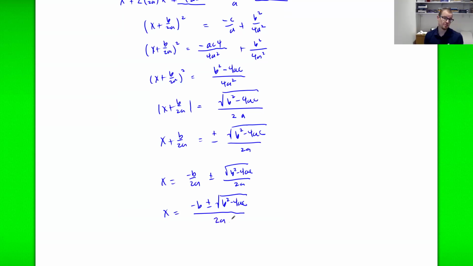So we just use the method of completing the square on the general quadratic equation, and the solutions that we find are what we call the quadratic formula.